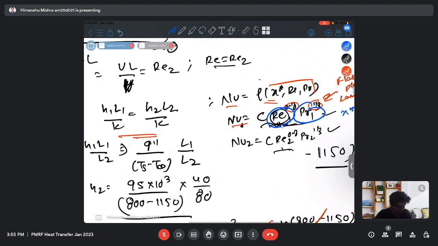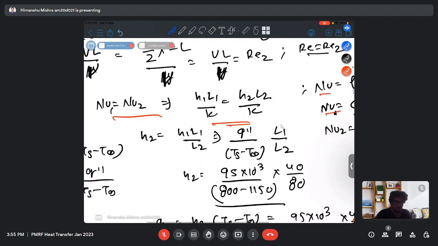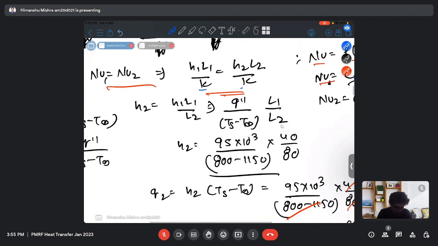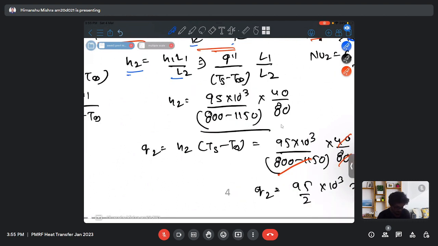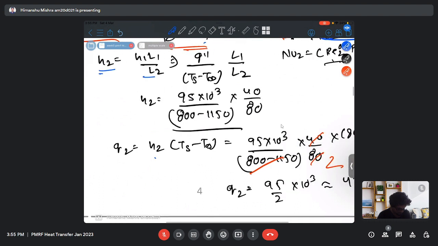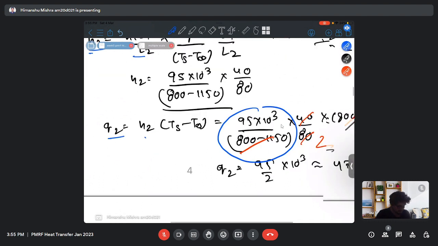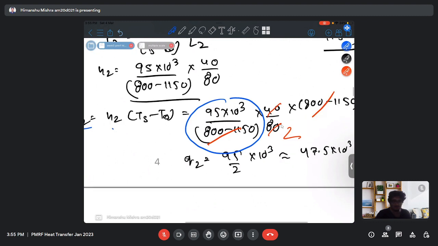Now, since it is independent of this, we can just use the simpler Nusselt number relation in terms of heat transfer coefficient and thermal conductivity. Since the thermal conductivity is a constant with temperature, we can easily find the modified heat transfer coefficient using the previous data. And once we get the modified heat transfer coefficient, we will get the modified heat transfer, which is just a half of the previous case, 47.5, 10 to the power 3.